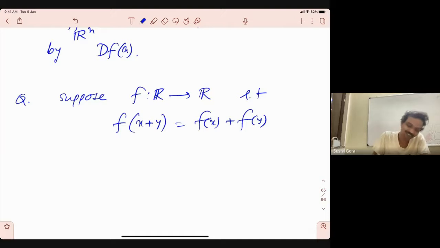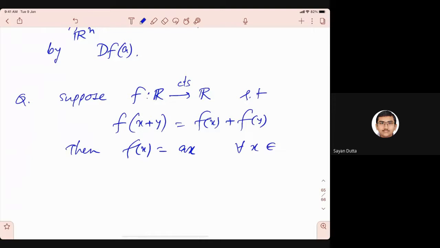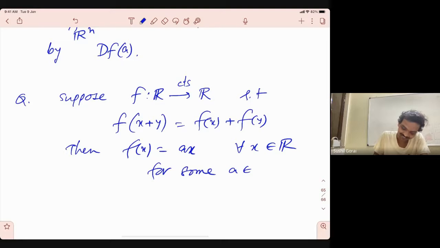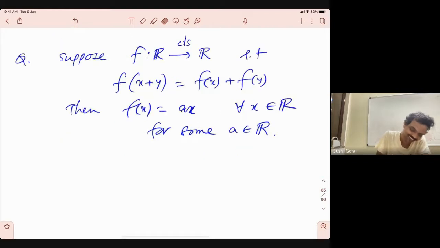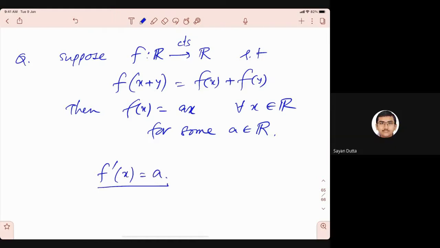Right. So this one, perhaps you don't even need continuity, but you can assume continuity. Suppose f(x) has to be ax for all x. If you differentiate f(x), then you get a, for some a in R. Yeah. So if you take the derivative, this is an interesting question. f prime x is just a. So f prime x is not equal to f(x).